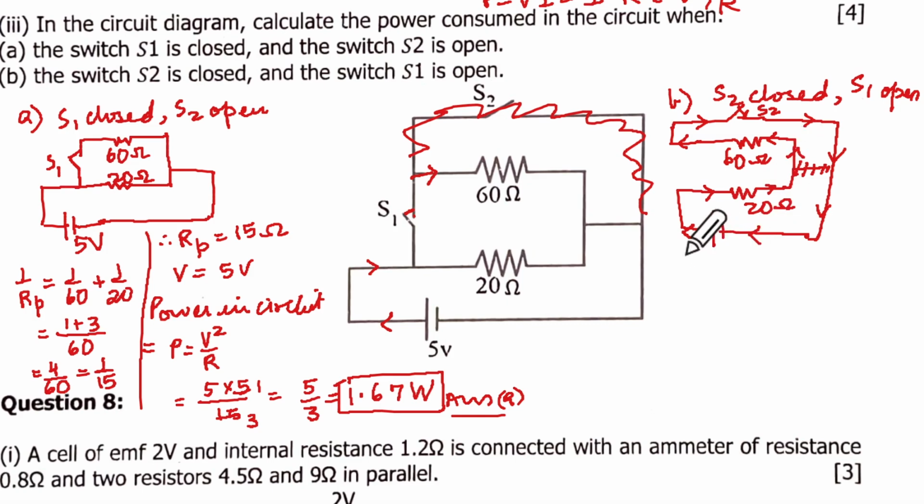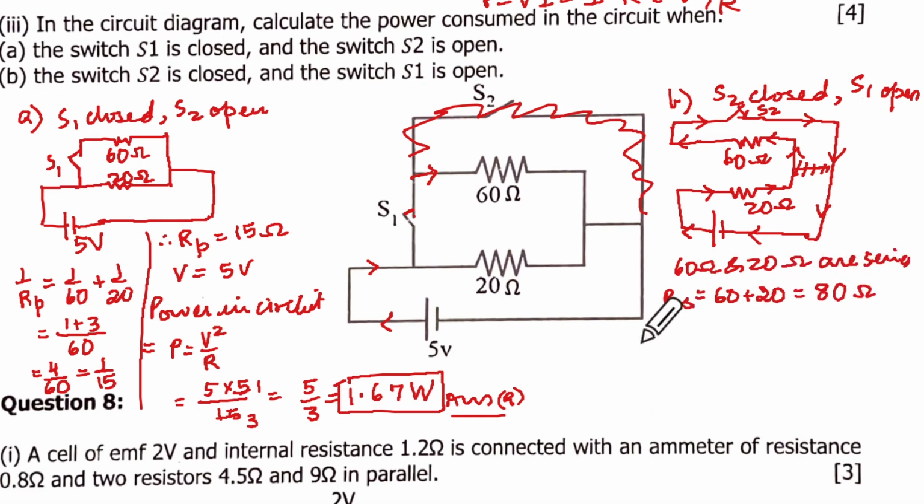In this case, what is happening? 60 ohm and 20 ohm, how are they? They are in series. So Rs will be equal to 60 plus 20, which is how much? 80 ohm. And then power in the circuit will be using the same formula, V square upon R. This is Rp, I'll call this as Rs. So 5 into 5 upon 80.